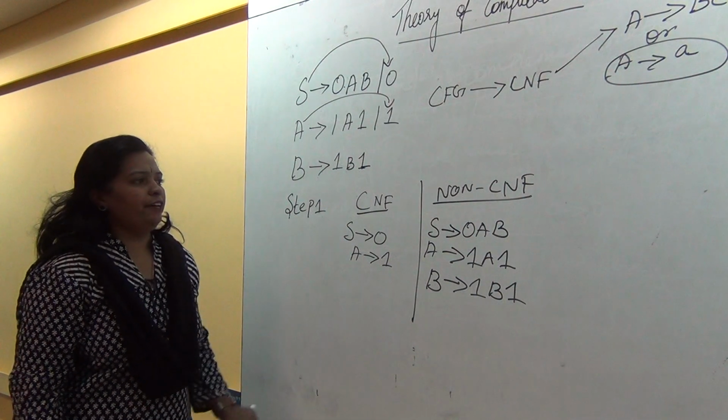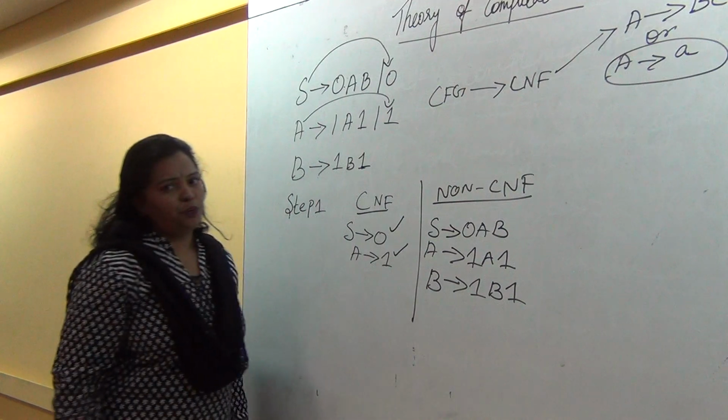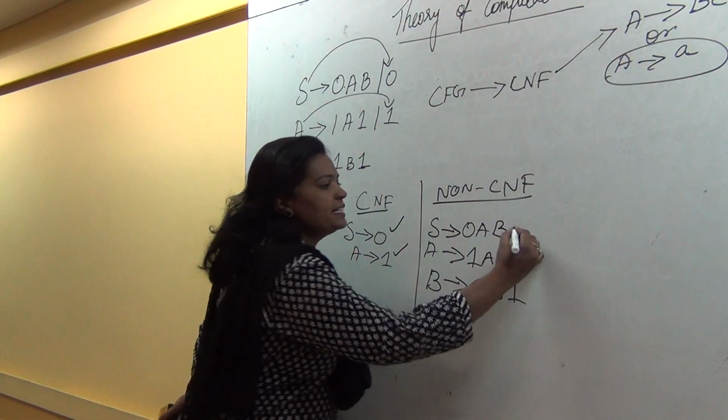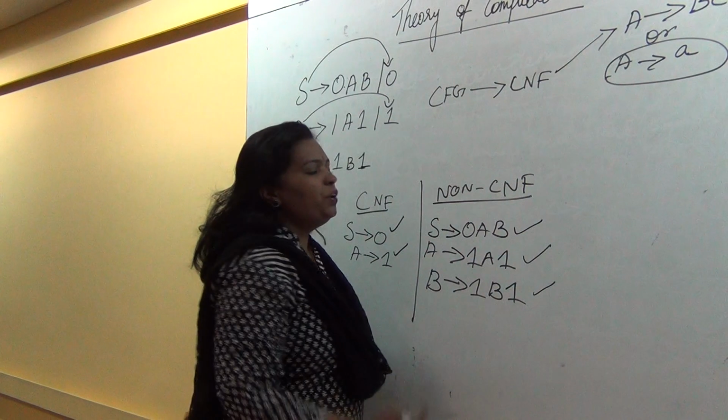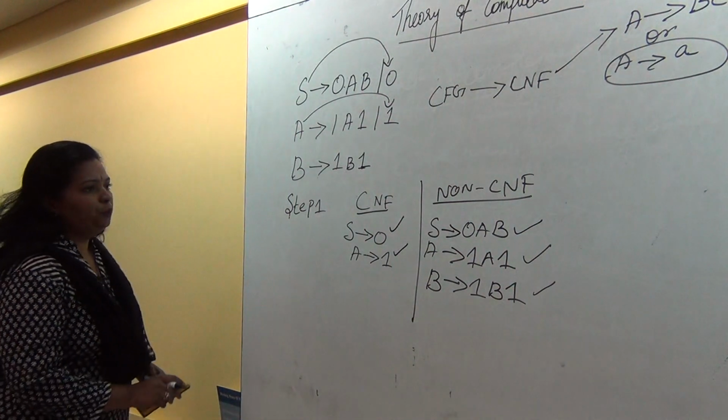Now, we have CNF and non-CNF production. This is already in CNF form, so no need to convert it. Which is not in CNF, there are three productions. We need to convert them into CNF form. So what is the procedure? How do we do this?